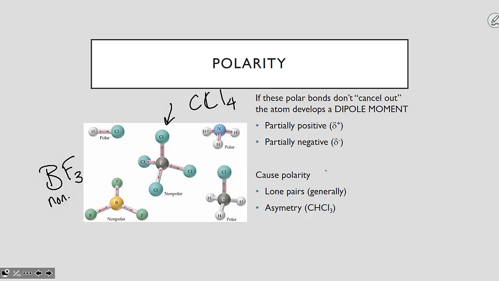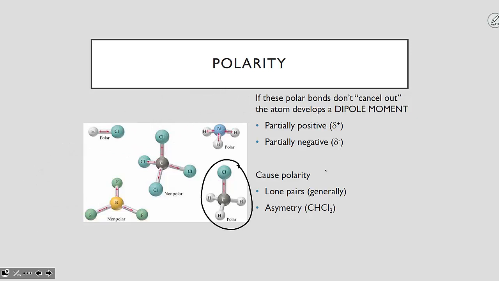So if a molecule is symmetrical, so for example if you have a tetrahedral, as long as all four terminal atoms are the same, you will have a nonpolar covalent bond. But if one of those terminal atoms is different, it's asymmetrical and becomes polar.